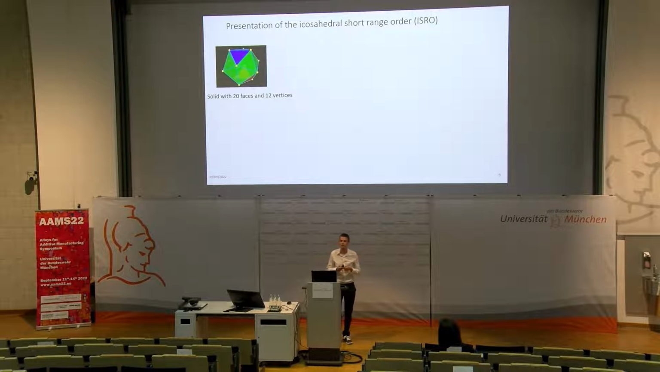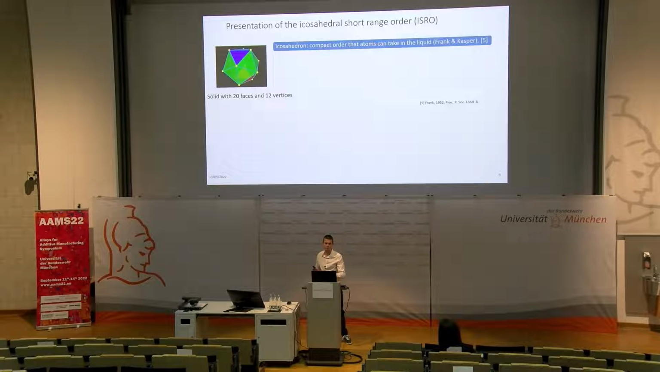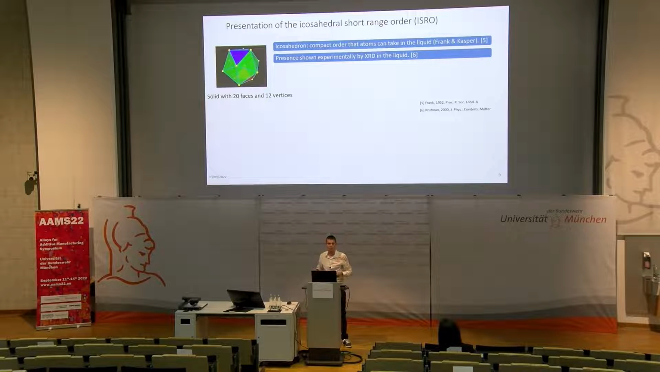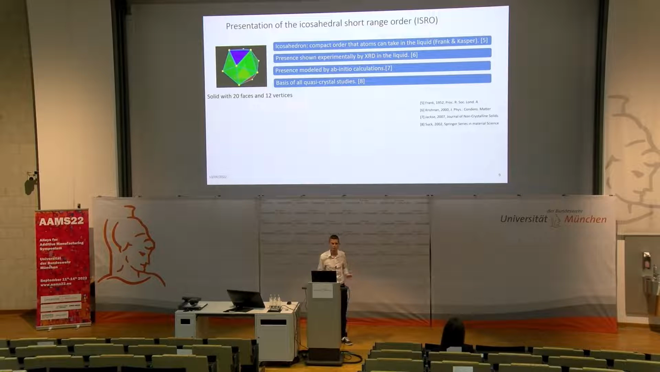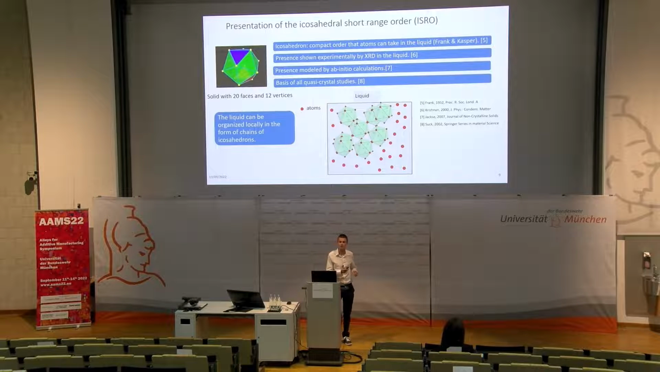To present the icosahedral short-range order, it comes from an icosahedron, which is a solid with 20 faces and 12 vertices, where each face is an equilateral triangle. So an icosahedron is a compact order that atoms can take in the liquid, as suggested by Frank and Kasper. But this presence has also been shown by XRD in the liquid and modeled by ab initio calculation. And it is well studied because it is the basis of all quasi-crystal studies. So what is known from the literature is that the liquid can be organized locally in the form of chains of icosahedra.